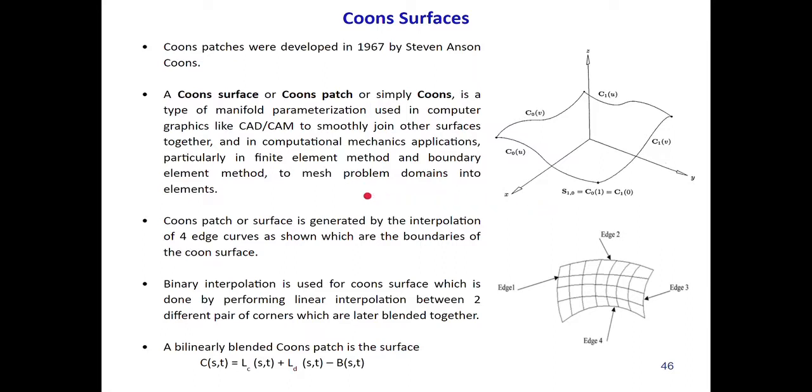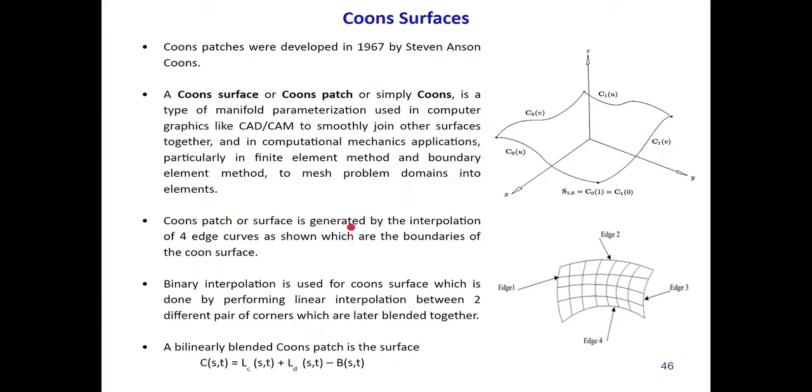Now, Coons surfaces are also known as Coons patches or simply Coons. These are a type of parameterization used in the field of computer graphics to smoothly join other surfaces together. And in computational mechanics applications, they are particularly used in the finite element method or boundary element method to mesh problem domains into elements.